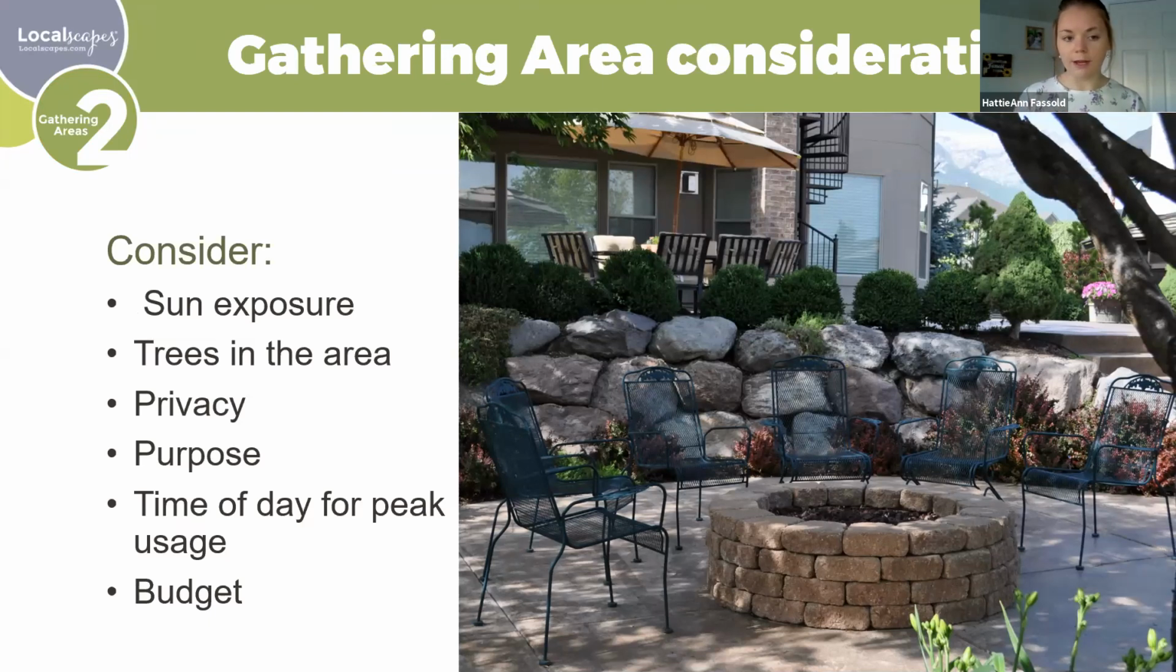Next are your gathering areas, right? You need to consider the sun exposure, the time of day that you use it the most, what your budget is like, the purpose of that gathering area, and whether you want privacy or there are trees in the area. Those are things you want to consider when you're picking the places to put them. If you already have an existing landscape, think, I have a huge tree in that area. It would be really nice to have a seating area underneath that tree because it's shaded, and it'll be really nice to sit in the shade all day. Those are just things to think about.